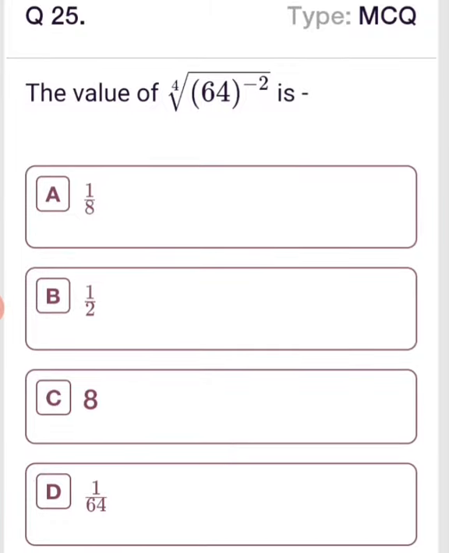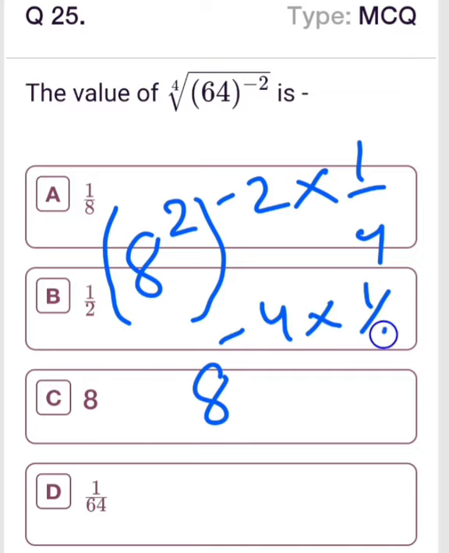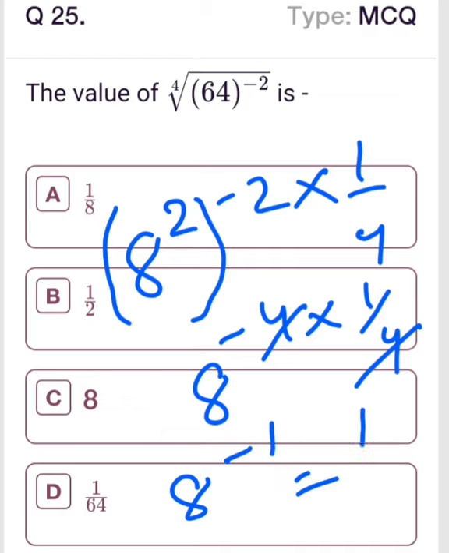Okay, the next: 64 power minus 1 by 2 and its fourth root. I can write 64 like 8 power 2, and the minus 2 is already here, and the fourth root is given. It means the fourth root is this. So 8 power minus 4 into 1 upon 4. 4 to 4 cut, 8 power minus 1. What is the meaning of 8 power minus 1? This should be 1 upon 8. So A is your answer. Come on, the next.